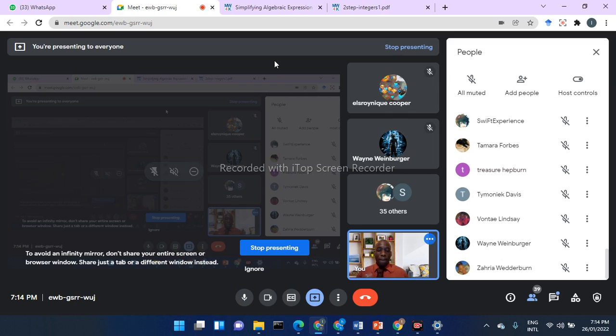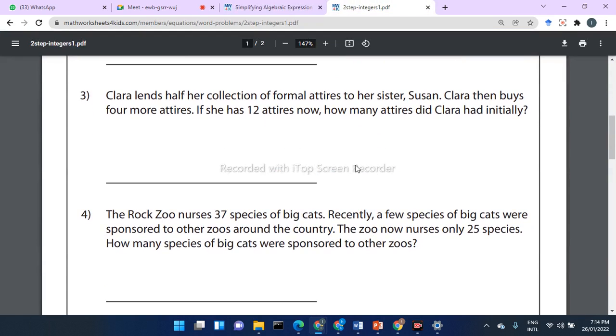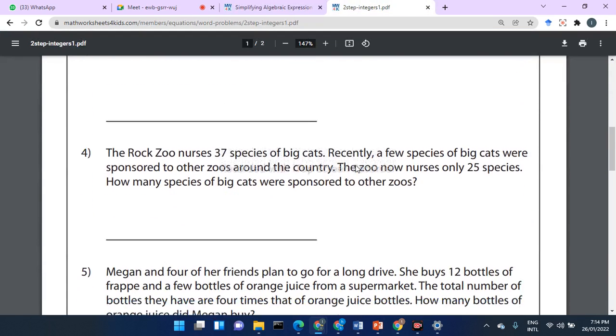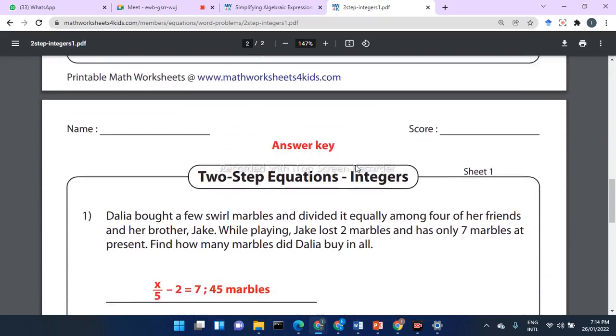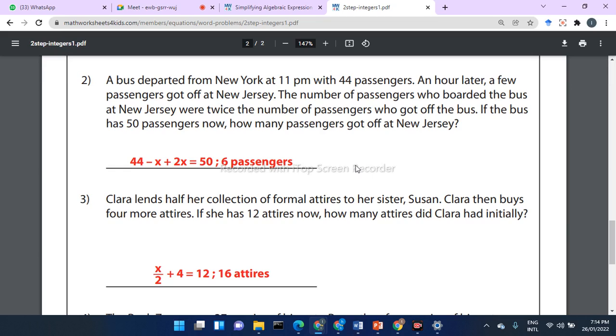Okay, so let's see if we were right. Dun dun dun. Moment of truth. And yeah, you were definitely right. X over 2 plus 4 equals 12. Okay, so moving right along.